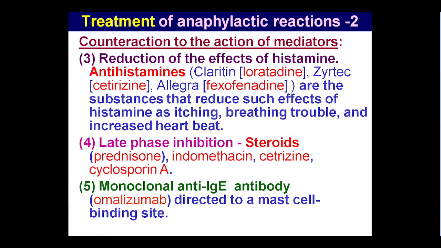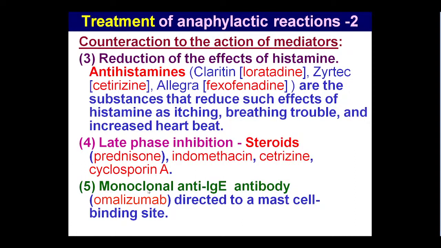The fourth line of the drugs are steroids. They are inhibitors of the late phase of the anaphylactic reaction because steroids, for example, prednisolone, may prevent the release of the leukotrienes and prostaglandins. Except for steroid anti-inflammatory drugs, non-steroid anti-inflammatory drugs may be taken, for example, indomethacin, cetirizine, cyclosporin A. And finally, the fifth principle is use of the monoclonal anti-immunoglobulin antibodies, so-called omalizumab.